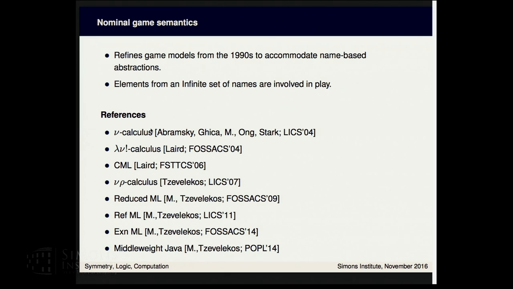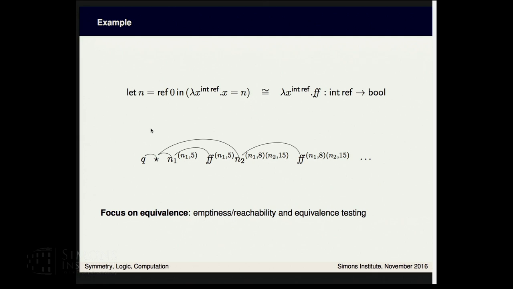So here's a list of programming languages that have been covered by nominal game semantics, starting from simple languages that just create names and pass them and compare them for equality, through languages that have all kinds of storage mechanisms, so for storing names, for storing integer references, for storing higher order references. So this is the language with exceptions, and finally we have arrived at a fragment of Java known as middleweight Java in the literature.